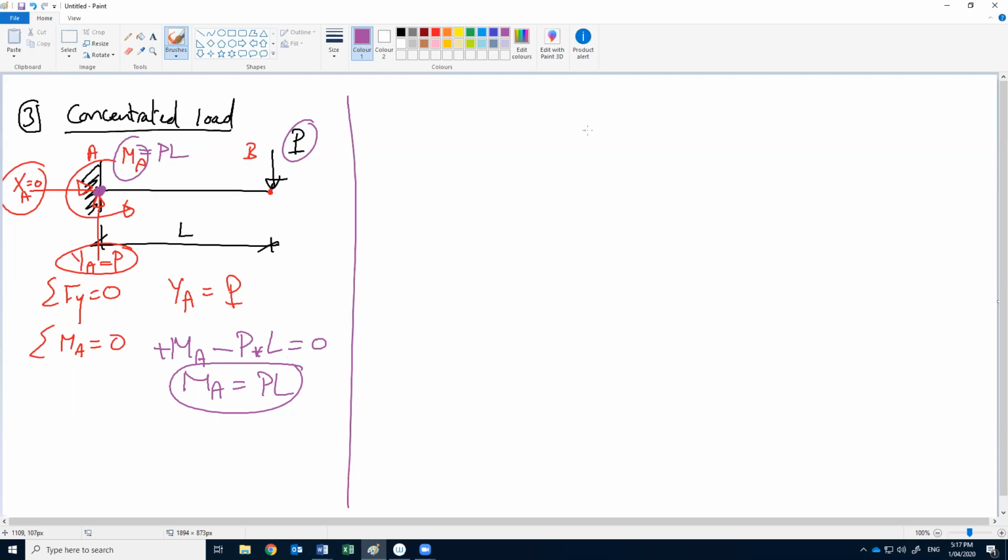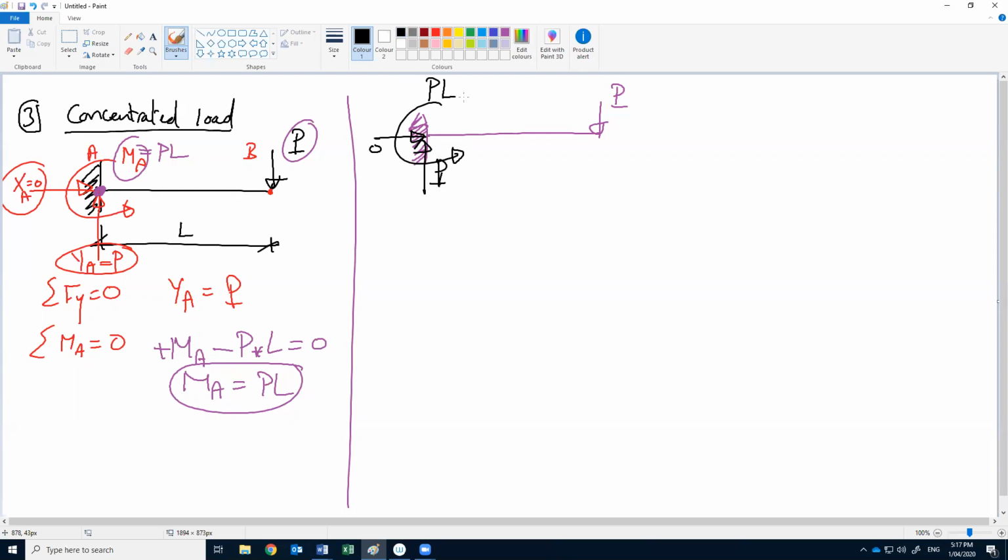So for the cantilever, we have the reaction B and 0, and BL is the moment.